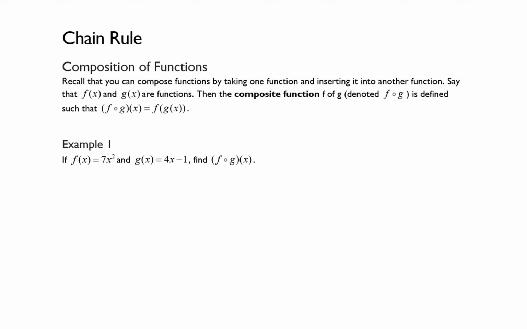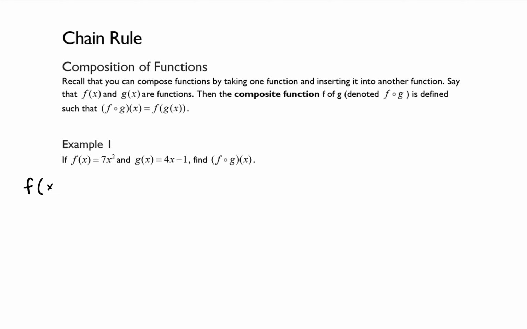Say that f and g of x are functions, then the composite function f of g, denoted with this notation where you have f and g and a circle in the middle, is defined such that f composed with g of x is equal to f of g of x. Example 1 says if f of x equals 7x squared and g of x equals 4x minus 1, find f composed with g of x.